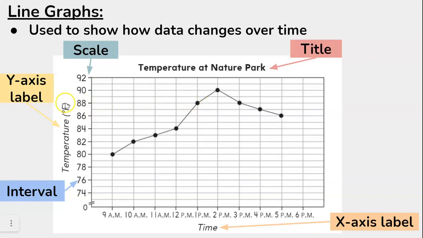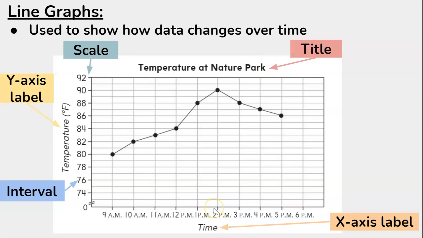Or I could say to you, at what time did the temperature start decreasing? Well, decreasing means going down. So I'm going to find the highest point in my graph and then see when it starts going down. Well, that's right here. So the temperature started decreasing in the nature park after 2 p.m.